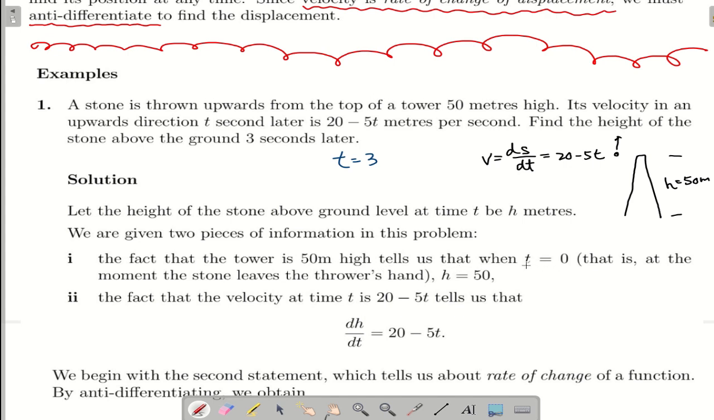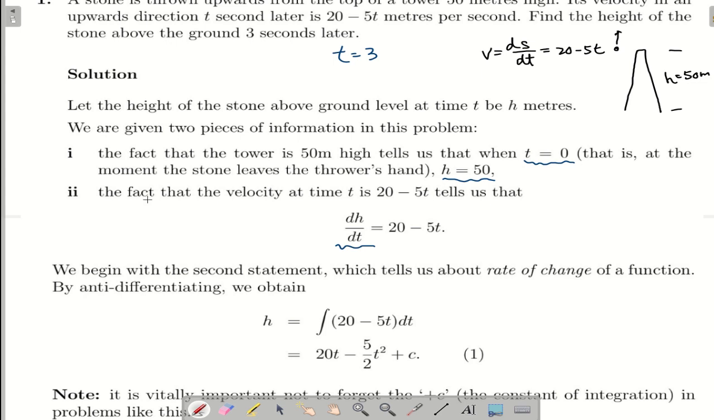This tells us that when t equals 0, that is, the moment the stone leaves the forward hand, h is equal to 50. And the fact that the velocity at time t is 20 minus 5t tells us that the differentiation, dh by dt, is equal to 20 minus 5t.